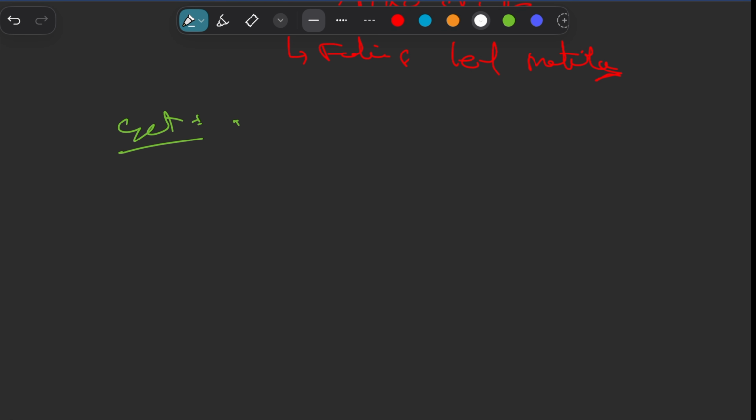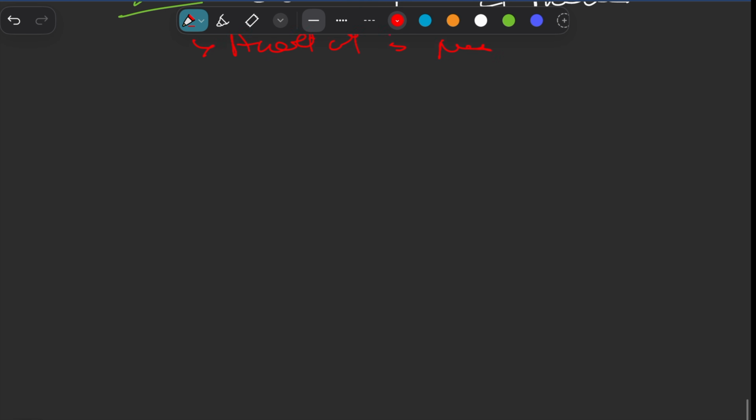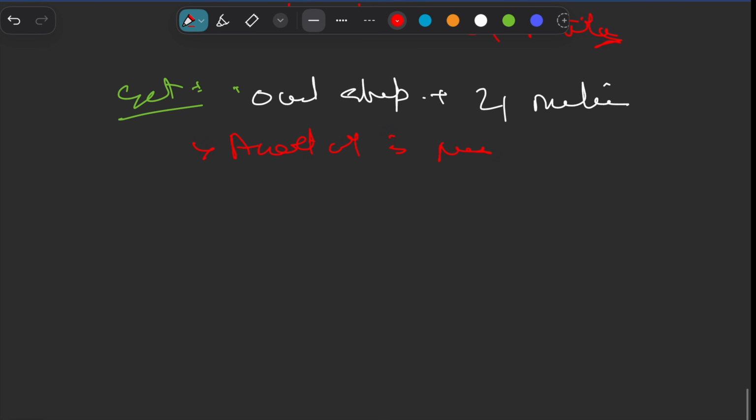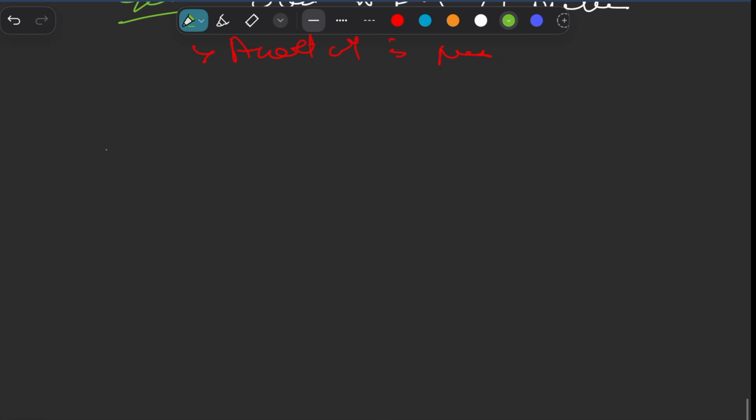Cyst is oval shape with 4 nuclei. And again over here axostyle is present. So if you see axostyle under the microscope, most probably it is Giardia lamblia. Okay, next is lab diagnosis.